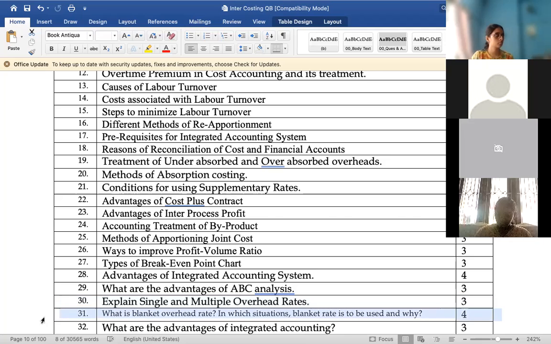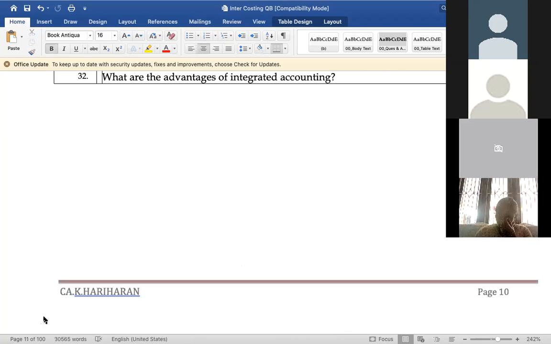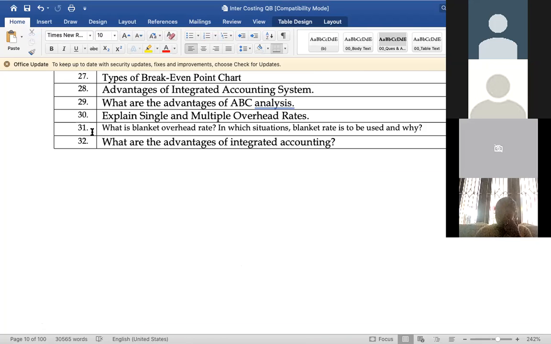So now you can manage the 31 question also, right? What is blanket overhead rate, and when do we have to use it? Advantages of integral accounting: same thing, already we finished.